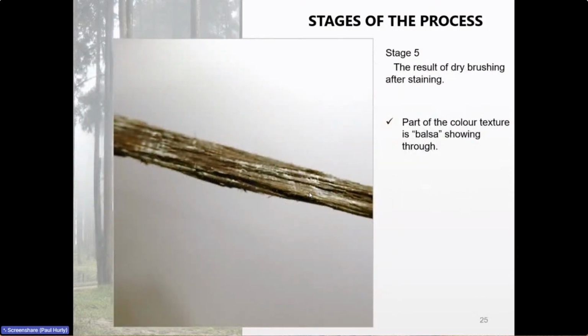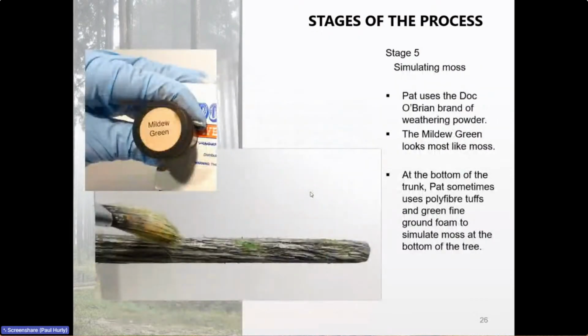The result of dry brushing, you can see what it looks like there. And as it dries, it gives a nice texture. And the dark shows through. Now, some trees, as you know, have a little bit of moss growing on them because there's a lot of wet areas that they grow in. So what I do is I usually take a small jar of this Doc O'Brien brand weathering powder, which is called mildew green, and I'll put it on with a soft brush onto the trunk in certain areas while it's still drying.